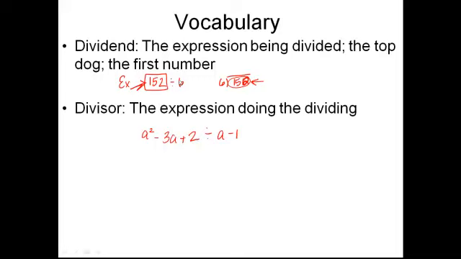So same thing here, just like that 6 would be a divisor in those more simple problems that we're used to, this right here is our divisor. It's the second number. You could also write that second number or a second expression, and it's the one that's doing the dividing. So in other words, you could rewrite this like a squared minus 3a plus 2, and then the divisor is the one that's going on the outside.